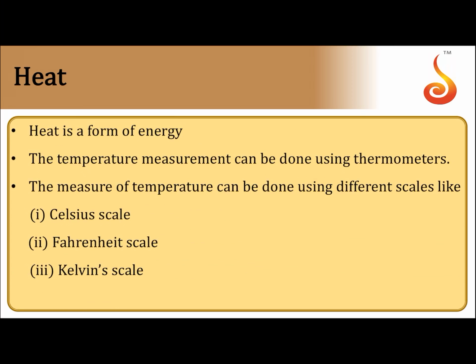So the first thing, what is heat? Heat is a form of energy which flows from body at higher temperature to body at lower temperature. So when heat is added to a body, its temperature increases. When heat is removed from a body, its temperature decreases. So temperature is the degree of hotness or coldness of the body.